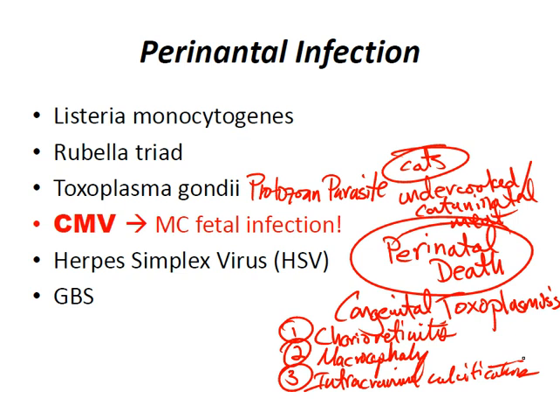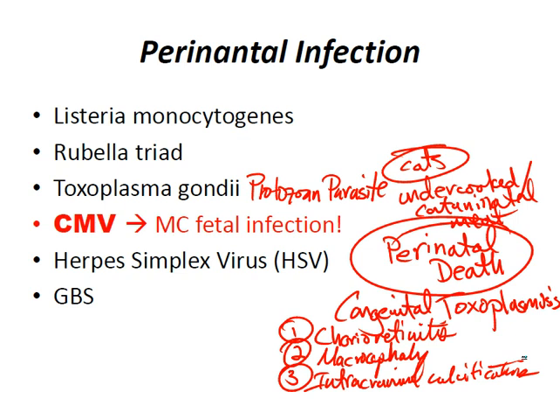So, chorioretinitis, you're going to see a cotton-like white-yellow scar on the retina, okay? Now, with macrocephaly, the CNS inflammation may scar off the foramina of Luschka and Magendie and therefore obstruct CSF outflow. So therefore, you're going to lead to hydrocephalus, which is going to lead to macrocephaly.